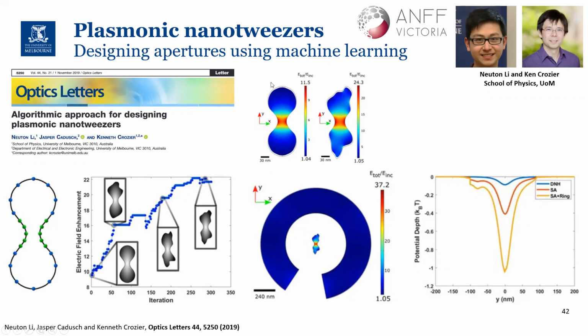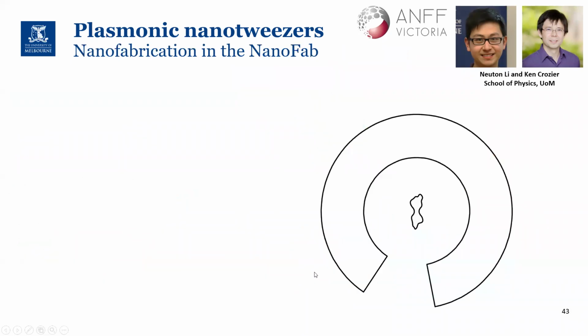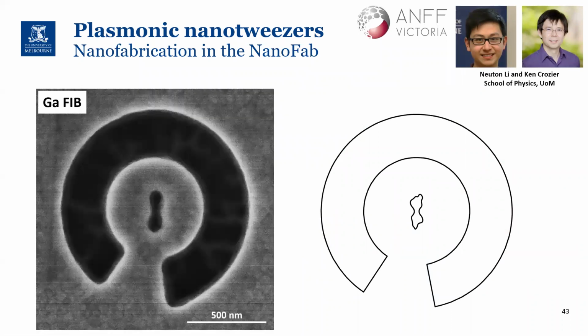So this original double nanohole was created with a gallium FIB. And so this was the new design that they needed to achieve. And this was the result that they got from the gallium FIB, attempting this with the new design.